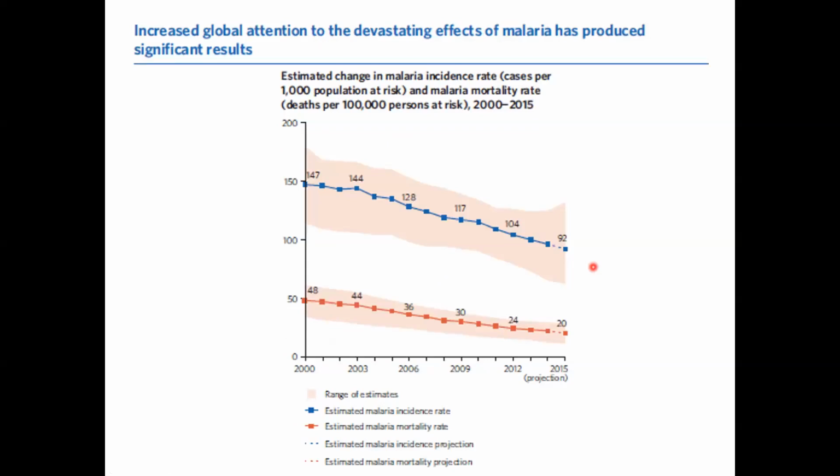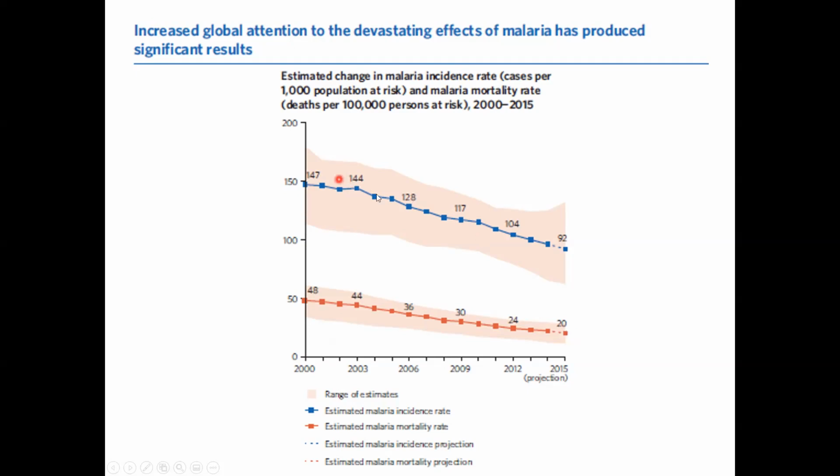So now we're going to turn to malaria. Increased global attention to the devastating effects of malaria has produced significant results. Here we see the estimated change in malaria incidence rates, so cases per 1,000 population at risk, and malaria mortality rate, deaths per 100,000 people at risk, from 2000 to 2015. The blue line is the estimated malaria incidence rate. We see it decreasing from 147 per 1,000 to about 92. Here's the estimated malaria mortality rate, from 48 down to about 20.